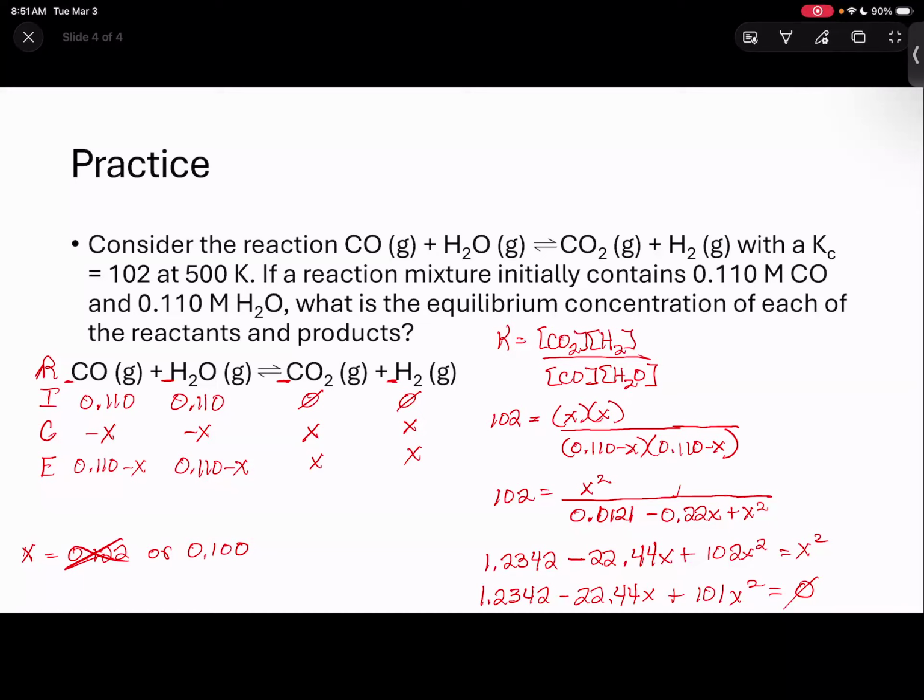So therefore, at equilibrium, you have 0.01 of your carbon monoxide, 0.01 of your water. You have 0.100 of carbon dioxide and 0.100 of your hydrogen. Basically, I plugged this number in for X into the equilibrium concentrations to determine the concentration at equilibrium. Questions?